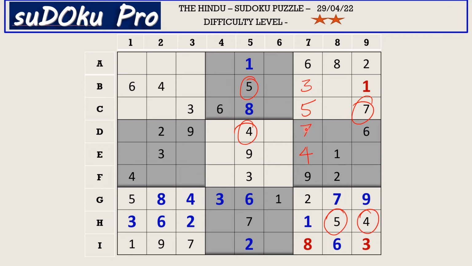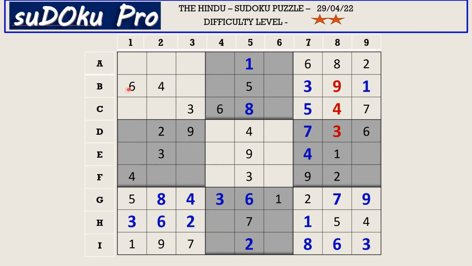Now in column 9, there are only 2 empty cells and the missing numbers are 5 and 8, but we do not have much clue of 5 and 8 here. So if we assume that 5 and 8 go in these two cells, then in this block there is only one empty cell and the missing number is 3. Now the missing numbers in this block are 4 and 9. There is a 4 blocking in B row. So B8 takes 9 and C8 takes 4.